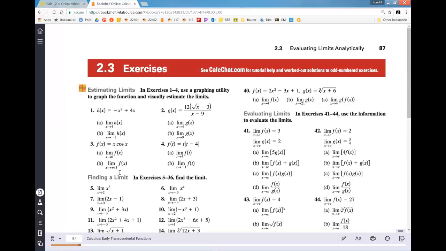And then part C, what's the limit of the product of the two? 3 times 2, 6. Part D, what's the limit of f of x divided by g of x? 3 over 2. That's really all there is. So thanks to the nicely behaving limit theorems, those things act just as you would hope they would. Okay, that's number 41.